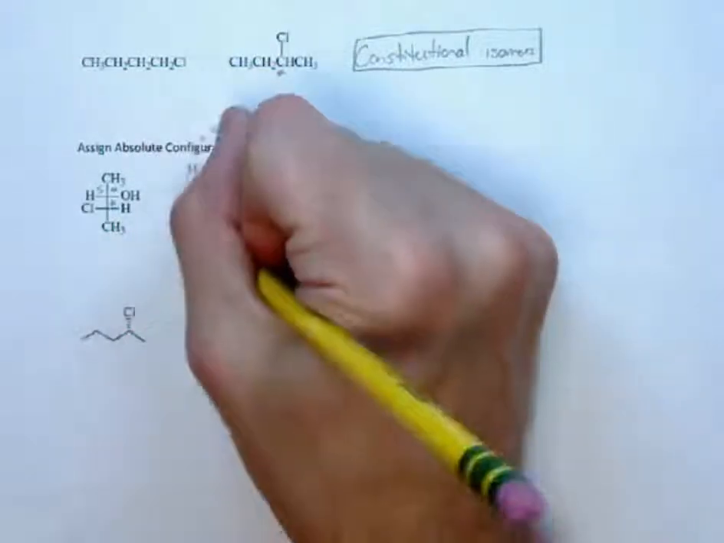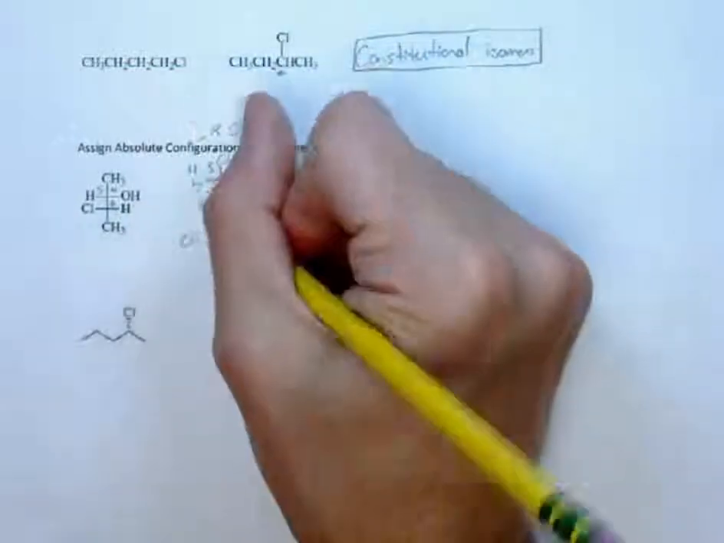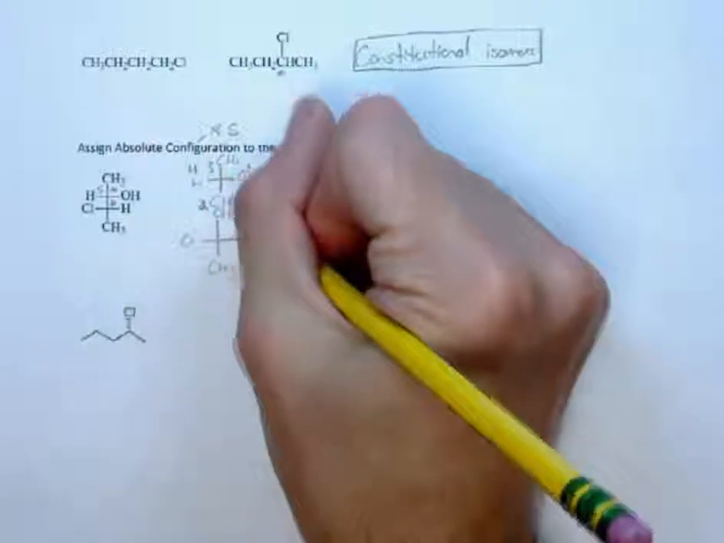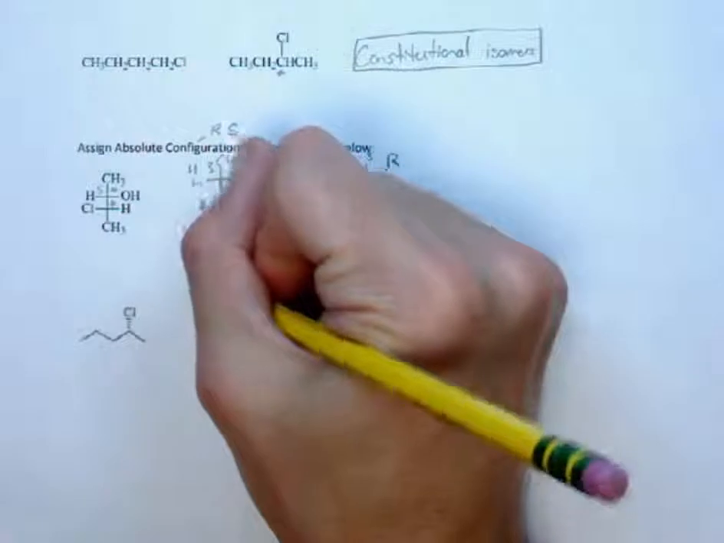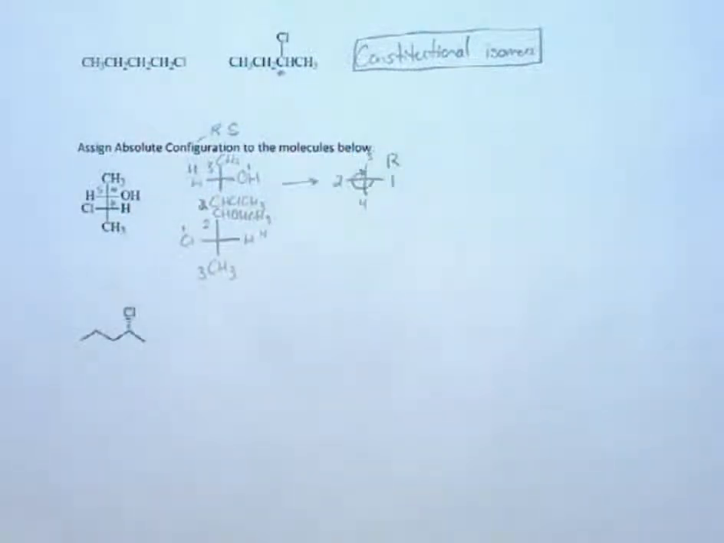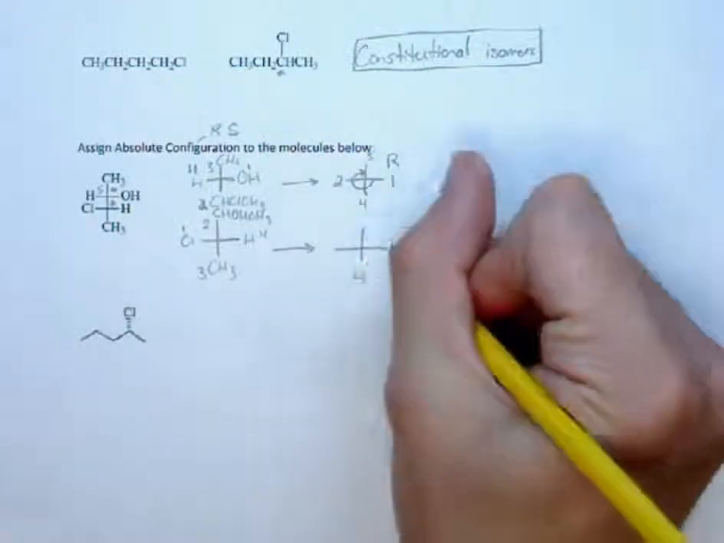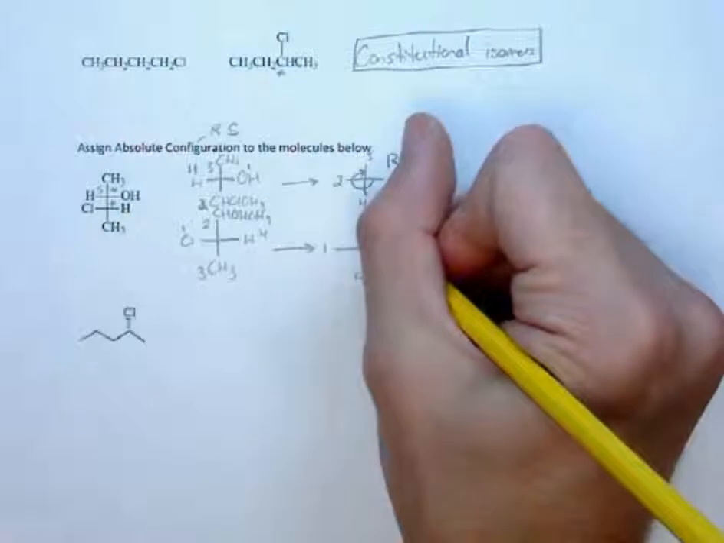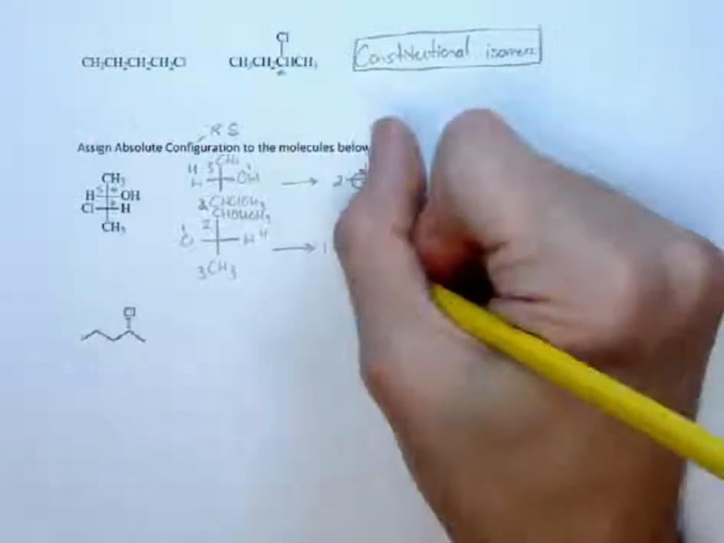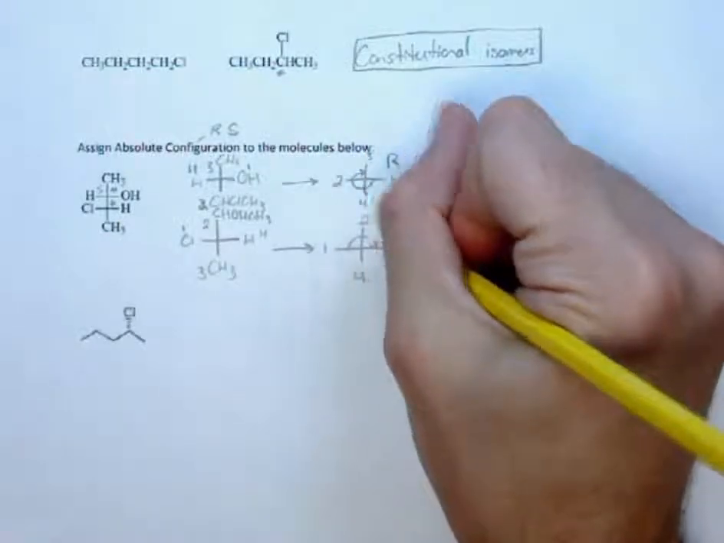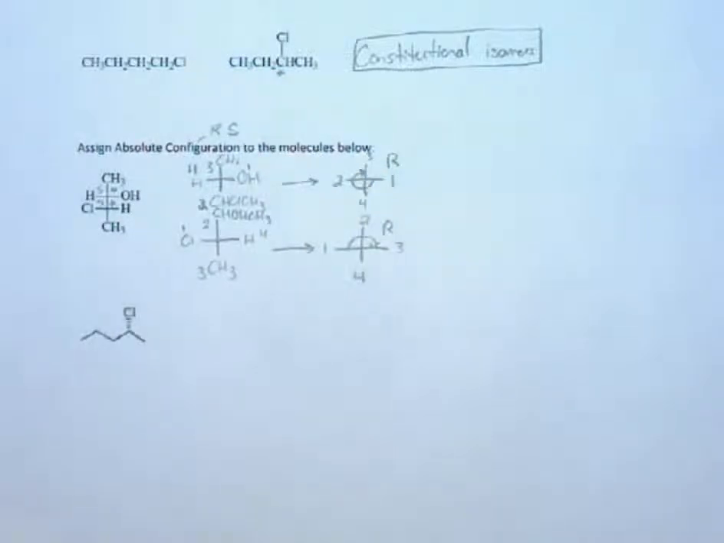For the second one, there are the priorities. And we do the same thing. We get the 4 on the lowest bond here. And we draw a rotation, which is R again. However, this means we are going to get S.